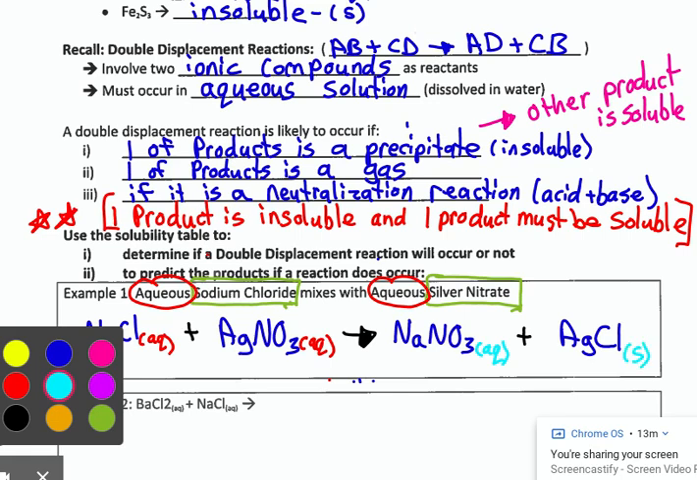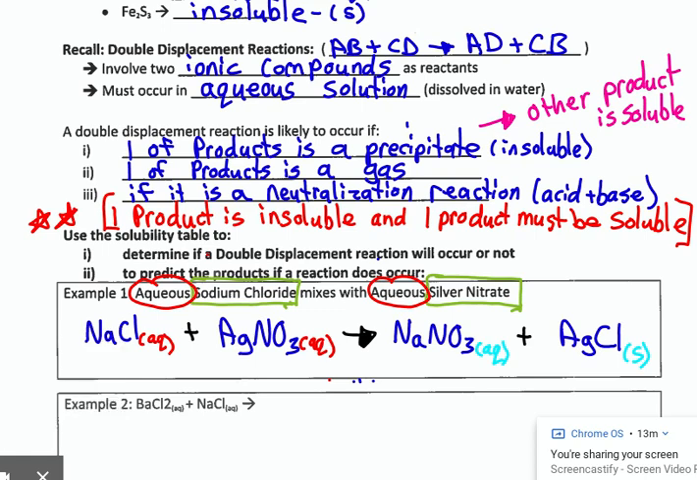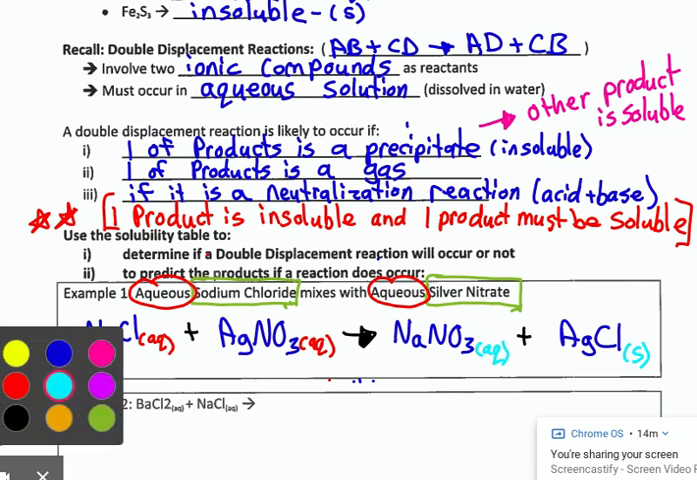Okay. So then we just do a quick little check. Does this reaction meet our criteria? And our criteria is that it has two aqueous reactants. So they're both AQ, so it meets that criteria. And one soluble product, which we have with this sodium nitrate, and one insoluble product, which we have as a silver chloride. So this reaction is going to happen. Check. It's good. Okay, so we're good.